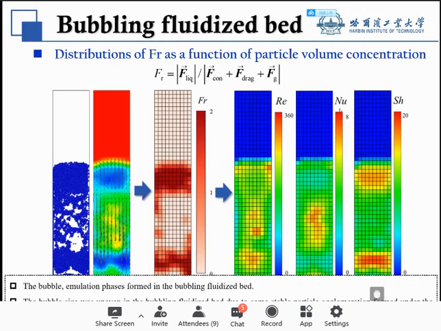Here, Reynolds number, Nusselt number, and Sherwood number are also used for the heat and mass transfer behaviors. They are very important parameters. For this figure, you can see the white area is the bubble, and the emulsion phase formed in the bubbling fluid bed. The bubble sizes are uneven in the bubbling fluid bed due to some stable particle agglomeration formed under the effect of liquid bridge force.